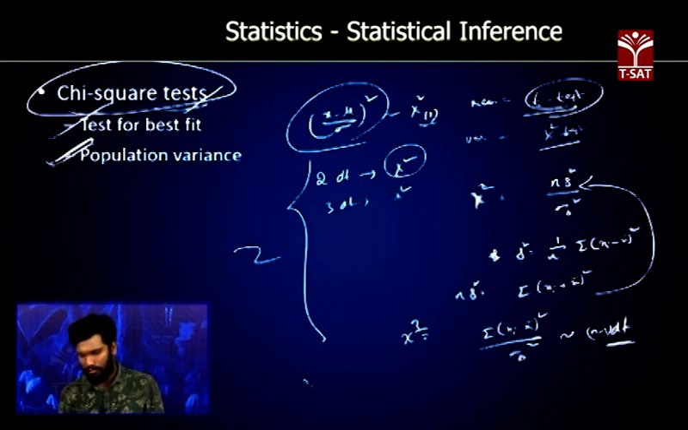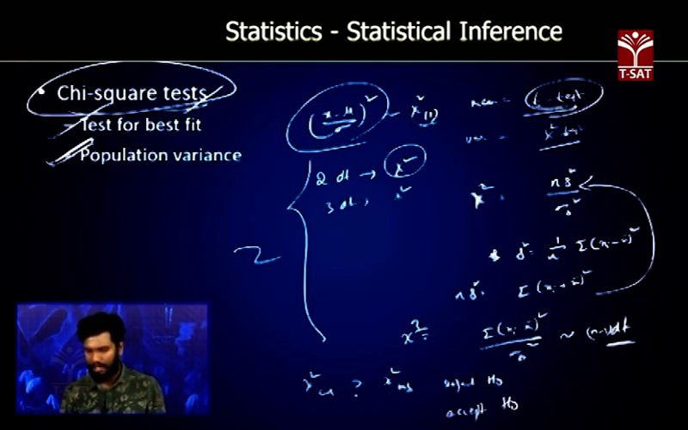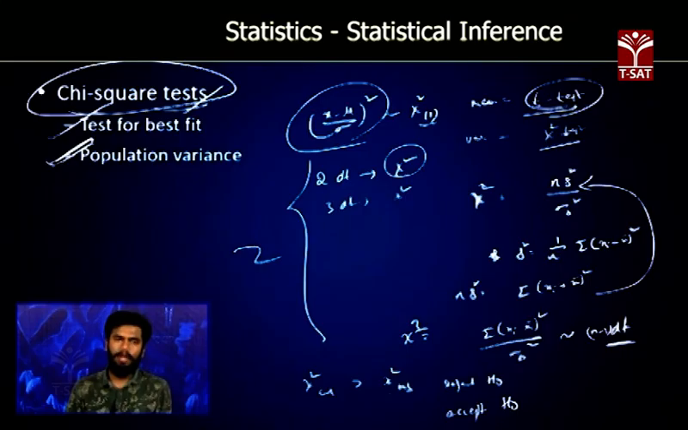Now, the calculated chi-square: if it is greater than the chi-square table value with respect to n-1 degrees of freedom, then we will reject the H0. Otherwise we will accept the H0. If chi-square is less than chi-square table, then we will accept the H0. So these are the two important tests based on the chi-square distribution: the test for best fit and the test for the variance of the population. So remember the properties of the chi-square distribution.